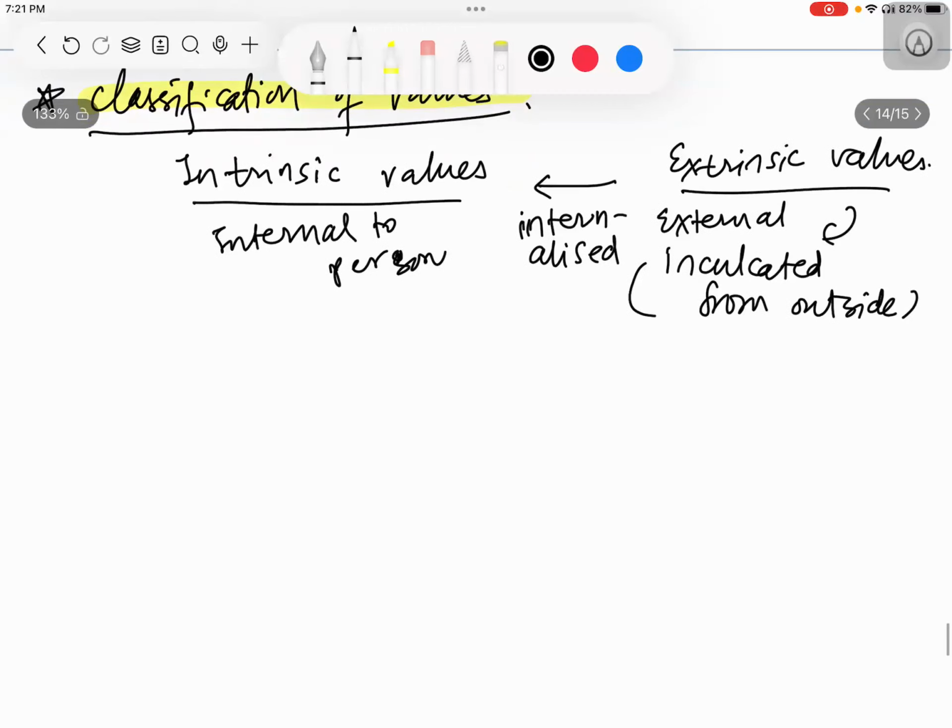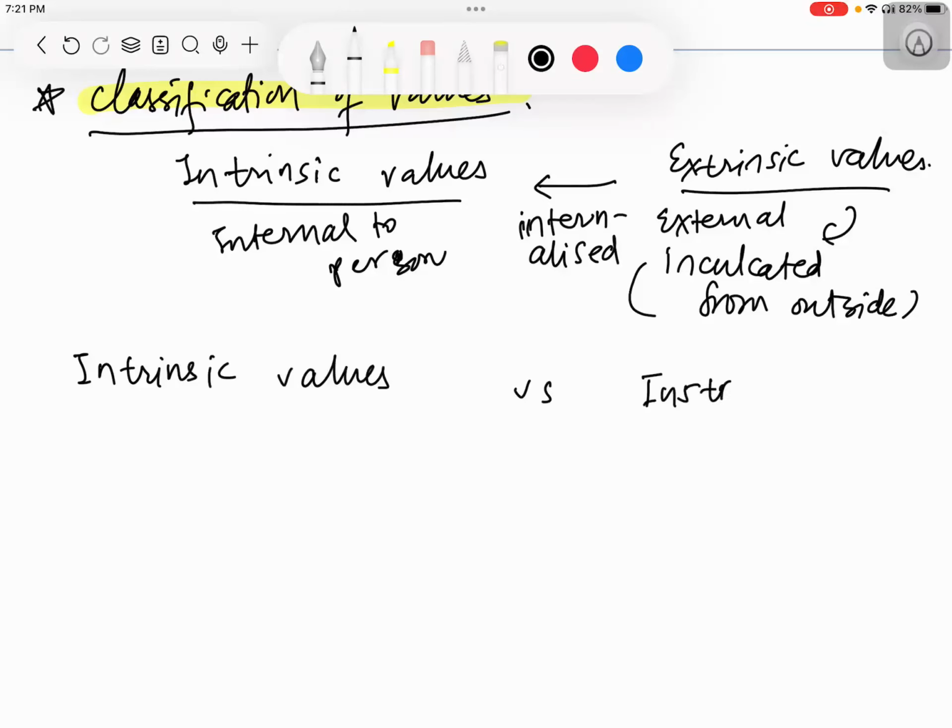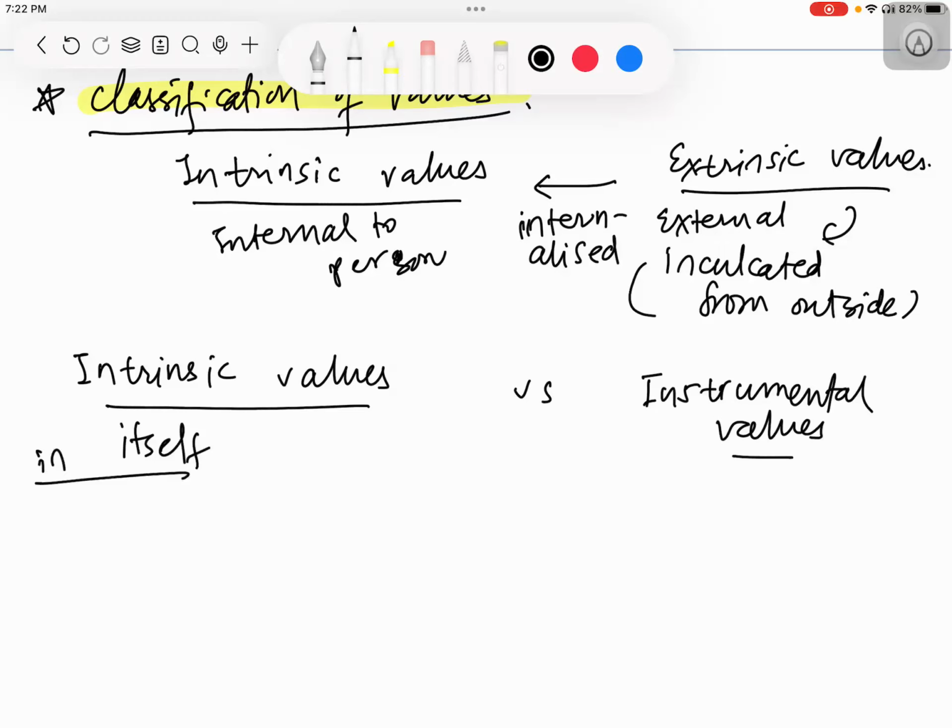Similarly, another kind of classification is like this: intrinsic values versus instrumental values. Here intrinsic values means values which are valued for itself, in itself it is valued. For example, sanctity of life, it is valuable in itself. Okay, honesty, integrity, all of these are intrinsic values.